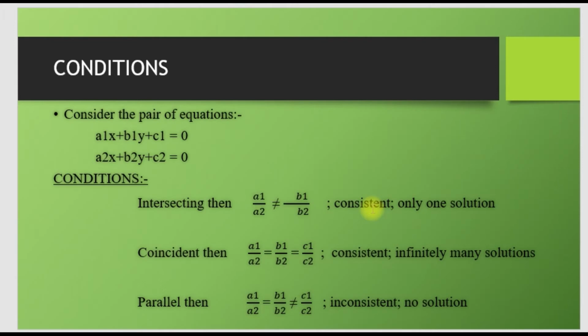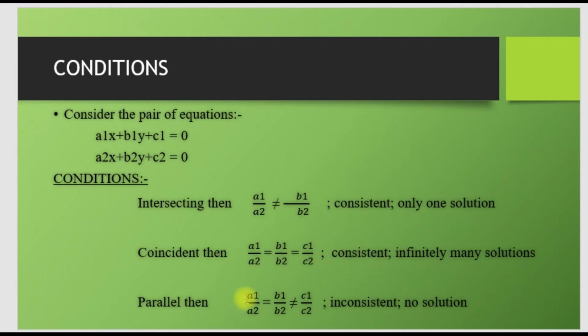Then the second case: if a1 by a2 is equal to b1 by b2 is equal to c1 by c2, then these lines are said to be coincident and have infinitely many solutions. In that condition, the pair of linear equations is also said to be consistent.